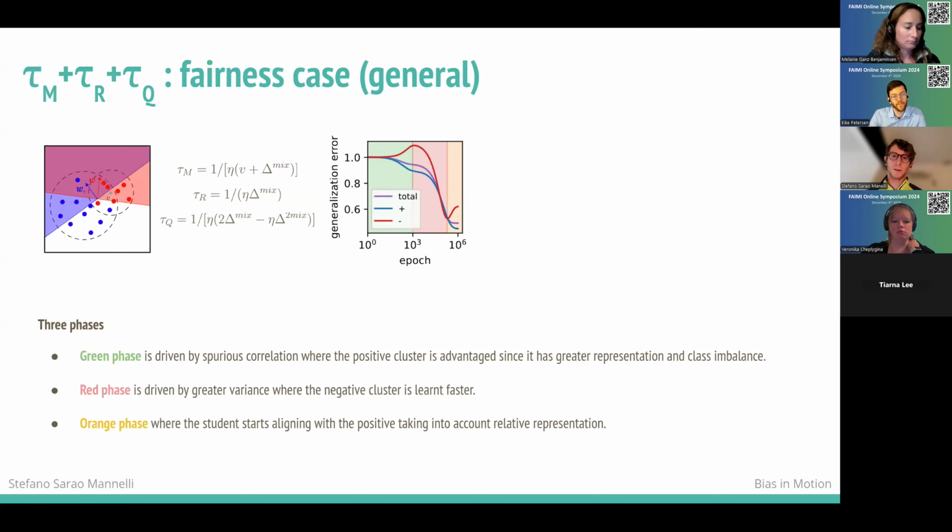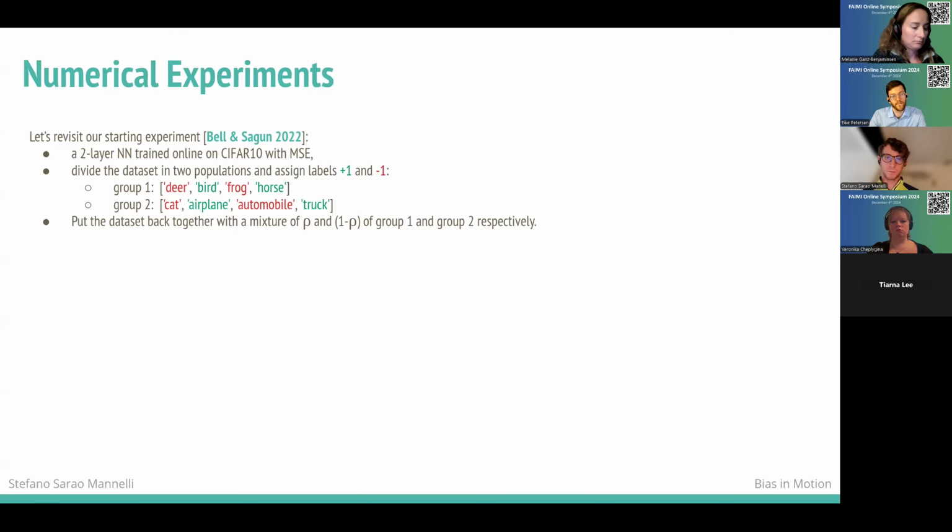And so in this case, the negative cluster is more salient, and so the classifier is attracted by that. And finally, in the last phase, the relative representation kicks back into play. And we see again that the majority group is the one that is advantaged. And there is a precise equation for this. But the general picture, I think, is more interesting because we can generalize it beyond the simplicity of this model.